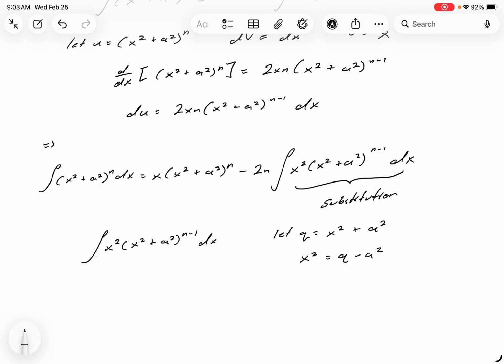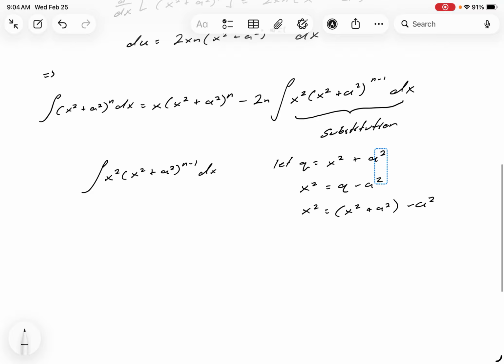But what did we say q was equal to? We said q was equal to that, right? So that means in reality x squared is equal to q, which is x squared plus a squared minus a squared, right? So that's a little trick that we're going to use, a substitution trick. This should check out, because we defined q as x squared plus a squared. And then we solve for x squared, but we're left with q here. And since we defined q as this, then we can plug that thing back in.